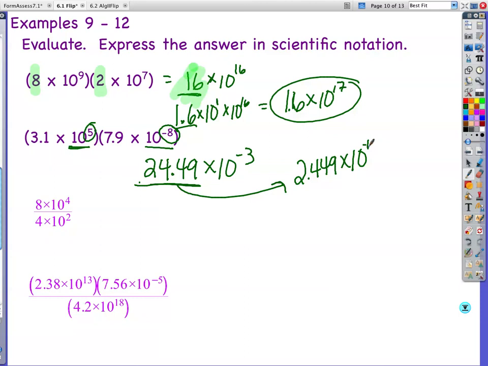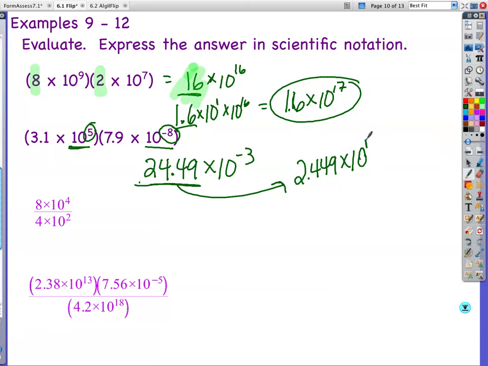Okay, so 24.49 is the same as 2.449 times 10 to the negative first. Oh no, it's not. I need to take it to the first. See how I checked that on my calculator? How hilarious is that?